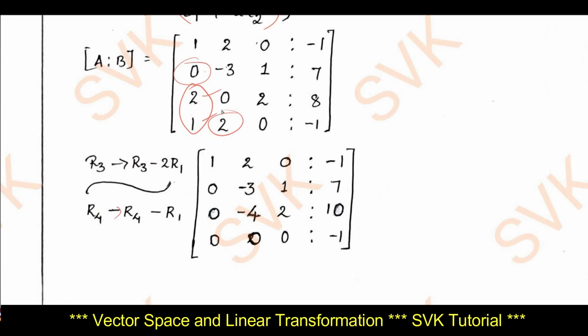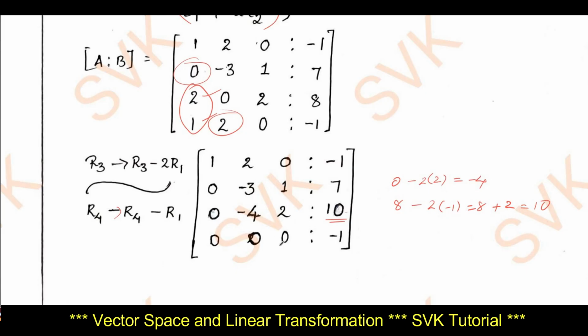Similarly, each row element will be operated. This value becomes 0 minus 2 times 2, which is nothing but minus 4. That is what I have written, minus 4. Then 2 minus 0 will be 2. Then 8 minus 2 times minus 1, which is nothing but 8 plus 2, which is equal to 10. That is what I have written here.